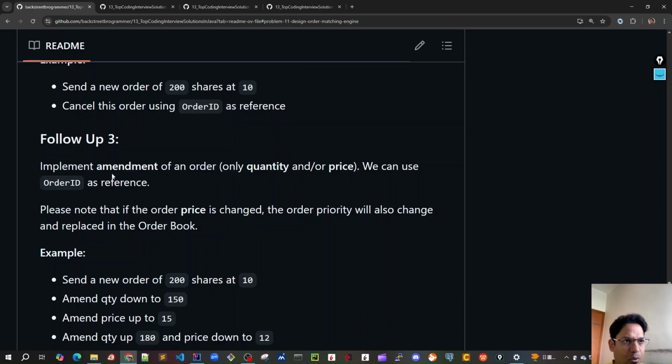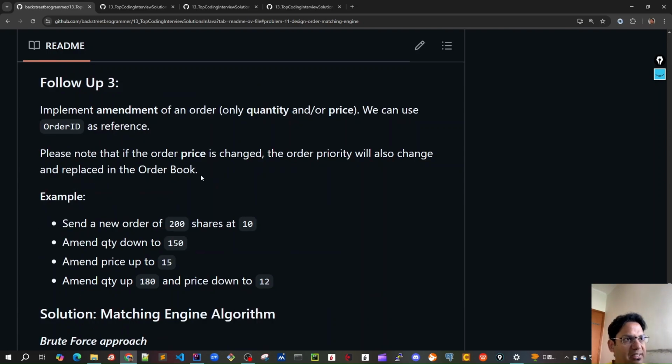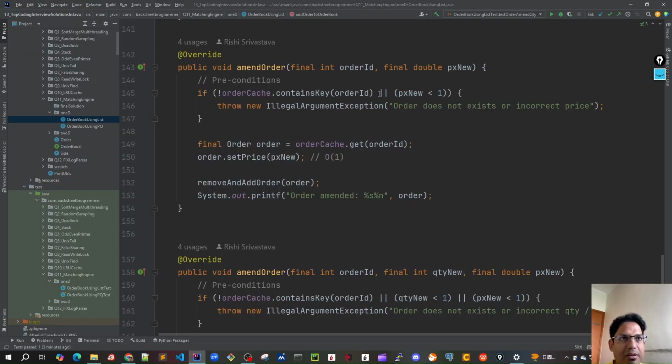And amendment of an order only on price would be quite similar. It's just that we are only going to update the price. And once we update the price, the difference is that there's a possibility that the matching can happen. So let's see our implementation. I'll go back to my implementation here.